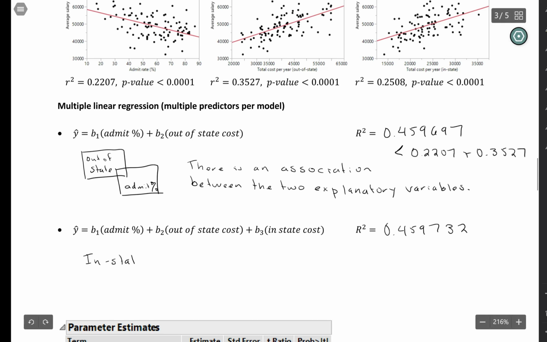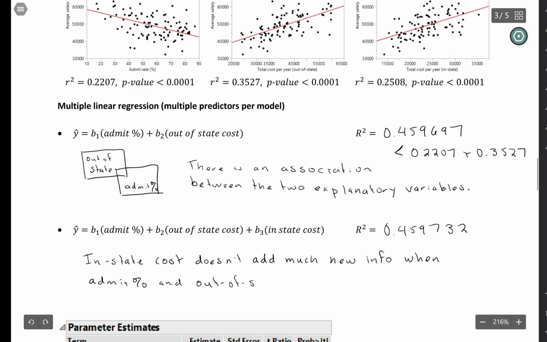So the last variable that we added to the model, in-state cost, didn't have much of an effect on our R squared. And it seems like it's because in-state cost doesn't add much new information once the other variables are already in the model. So it doesn't add much new information when admittance percentage and out-of-state cost are already in the model.